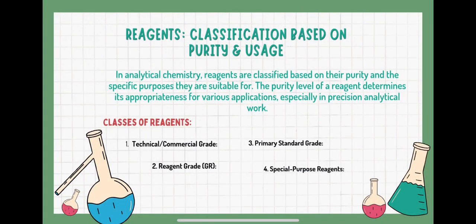Classification based on purity and usage. In analytical chemistry, reagents are classified based on the purity and the specific purpose they are suitable for. The purity level of a reagent determines its appropriateness for various applications, especially in precision analytical work. Classes of reagent: technical or commercial grade, reagent grade, primary standard grade, special purpose reagent.